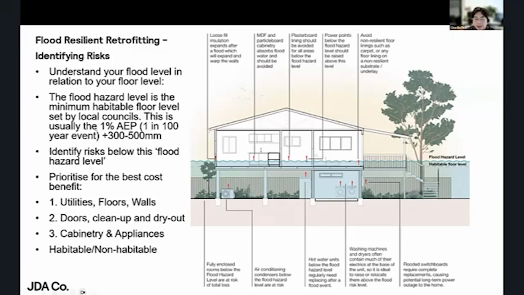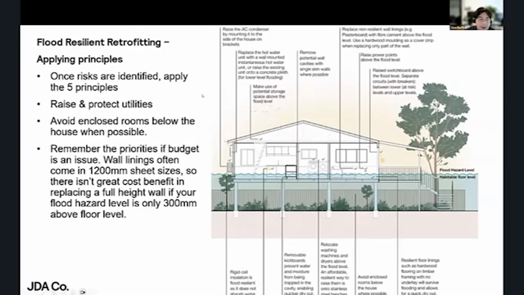We also recommend prioritizing in terms of cost benefits. So utilities, floors and walls are crucial. Doors and cleanup and dry out are secondary, and cabinetry is typically the least bang for buck because you're spending a lot for a little gain.